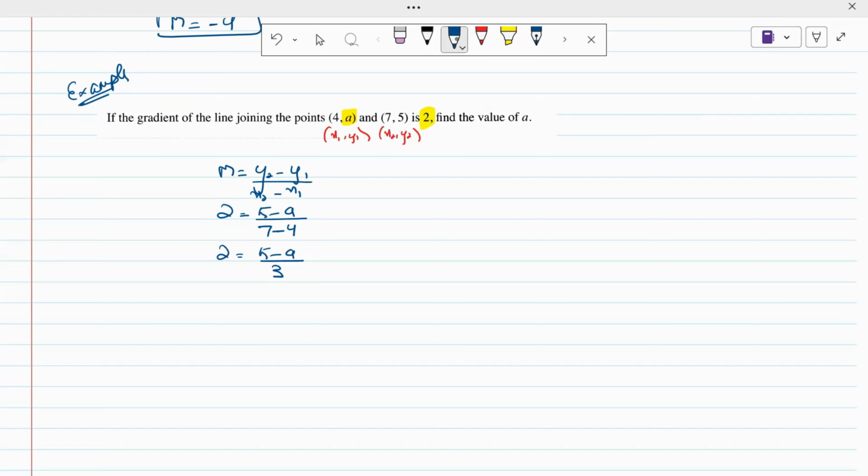And now the basics of algebra would be applied here, making them cross multiply. So 2 into 3, that's a 6, is equal to 5 minus a. And a would be equal to 5 minus 6, giving a as minus 1. So these are the types of questions we can expect about gradient.